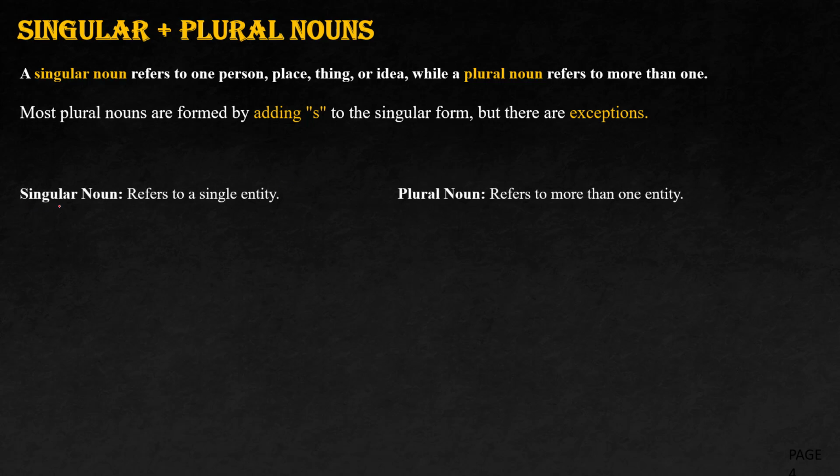A singular noun refers to a single entity, and a plural noun refers to more than one entity. For example, cat is a singular noun. Cats, plural noun. Similarly, book, books. City, cities. Idea, ideas.